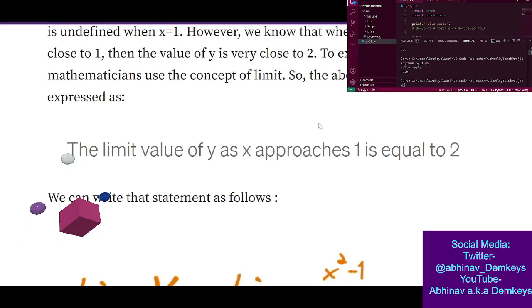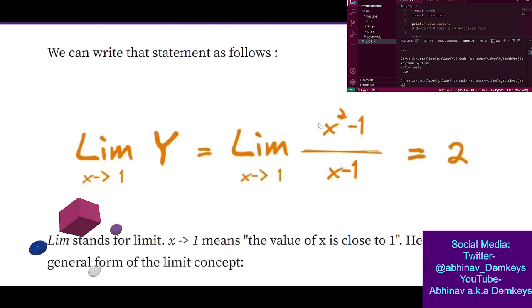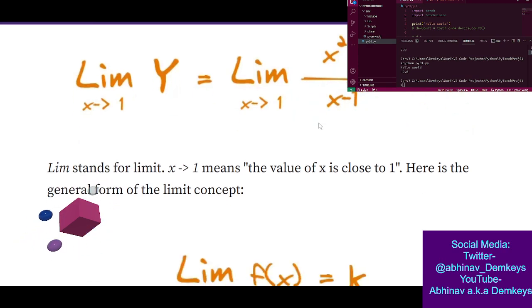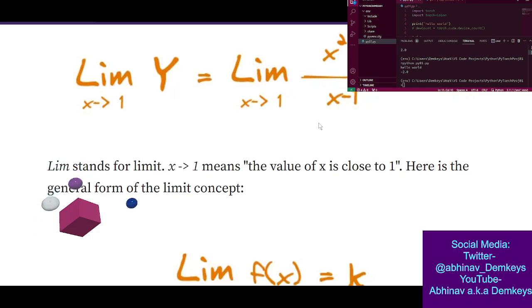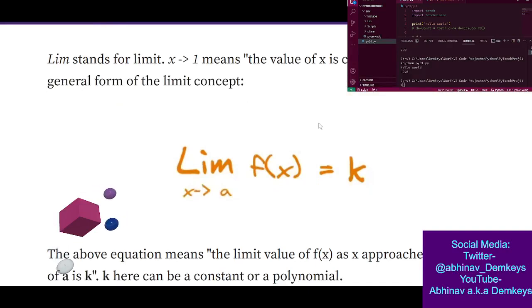Right. So the limit of y as x approaches 1 is equal to 2. You can write this statement as follows: the limit of y as x approaches 1 equals so and so. Is that how you're meant to calculate the limit? Is that the actual limit equation? Lim stands for limit, and x approaching 1 means the value of x is close to 1. Here's the general form of the limit concept.